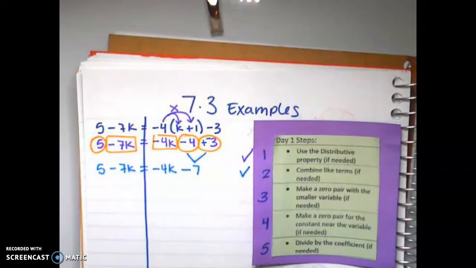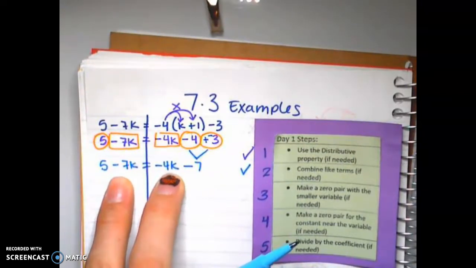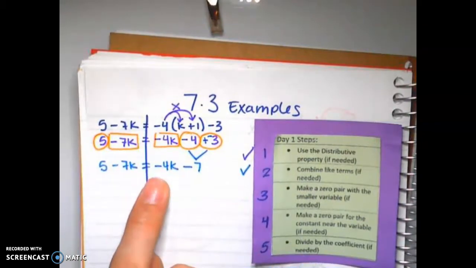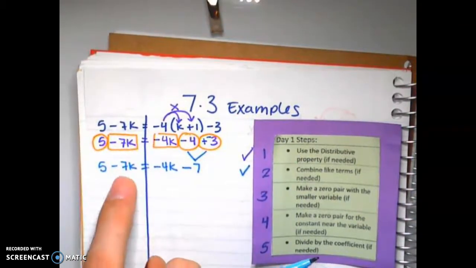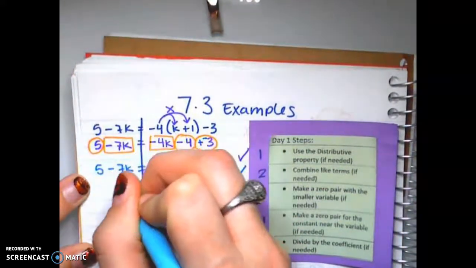Next, step 3, we're going to make a 0 pair with a smaller variable if needed. And where is a smaller variable? We are looking at negative 7k and negative 4k. Now, don't let the numbers confuse you. Think of the number line. On a number line, negative 7 is farther away from 0. I'd rather be $4 in debt than $7 in debt. So that one's definitely worse, and that one's definitely smaller. So we are going to make a 0 pair with negative 7.